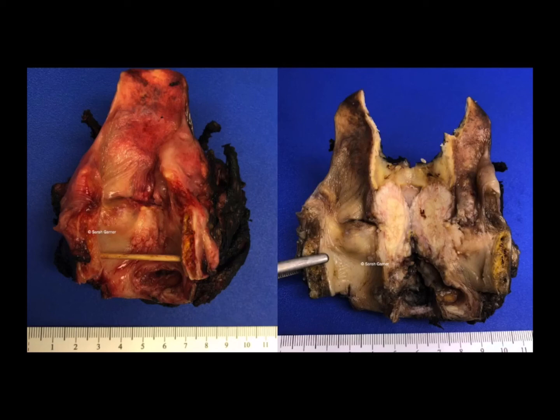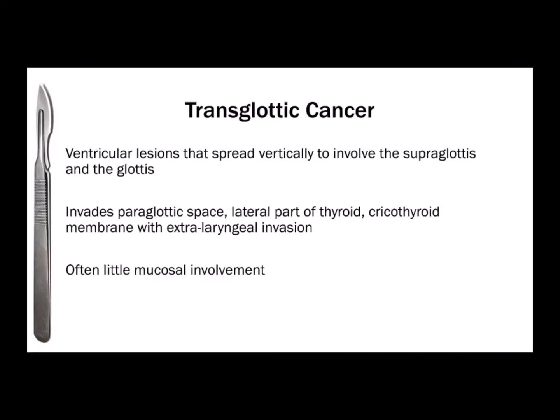But something that's interesting about these is they often have very little mucosal involvement, and that's exactly what we saw in this case. So when we first opened the specimen, it's like, oh, this doesn't look too bad. But then once you cut deeper, it is way more extensive than it originally looked like. And so that is a fairly common presentation of transglottic tumors. And that's basically what I just said. It's just in note form, so you can come back to it later.